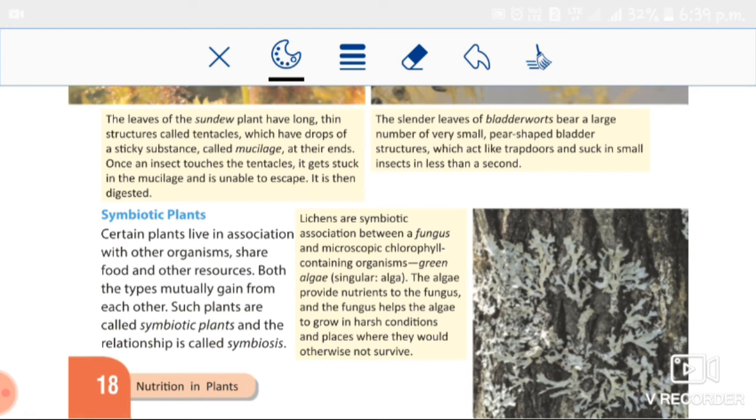Such plants are called symbiotic plants, and the relationship is called symbiosis. Understand that? And the relationship is called symbiosis.